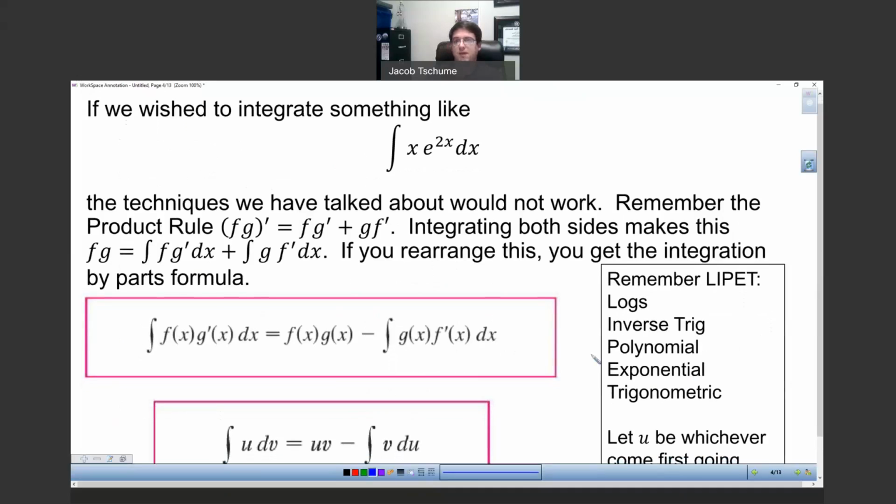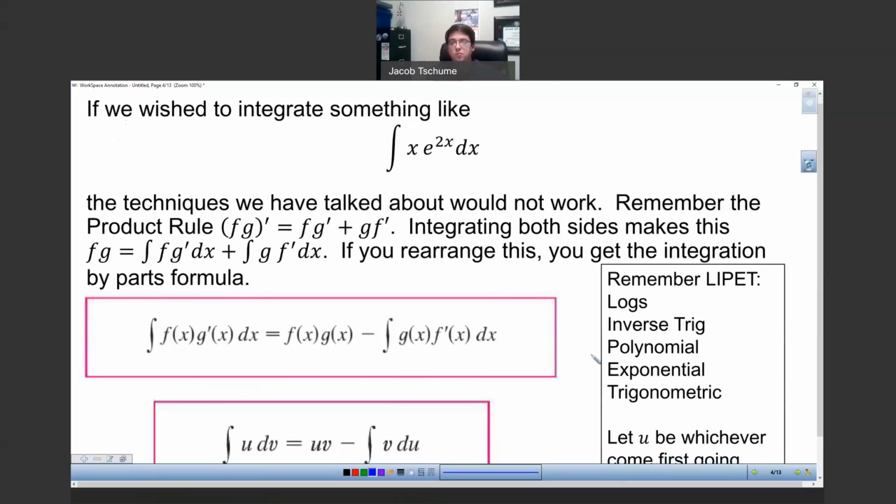So as far as integration by parts goes, this is what we're going to look at. If we wish to integrate something like the indefinite integral of x times e raised to the 2x, all of the techniques that we've covered so far would not work. U sub would not work. We wouldn't be able to cancel anything.